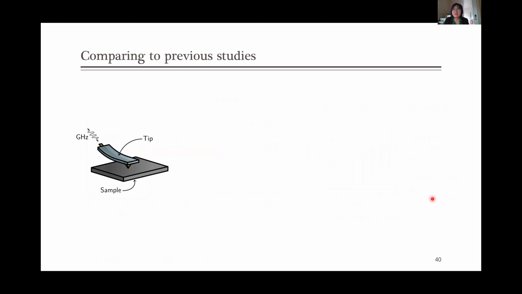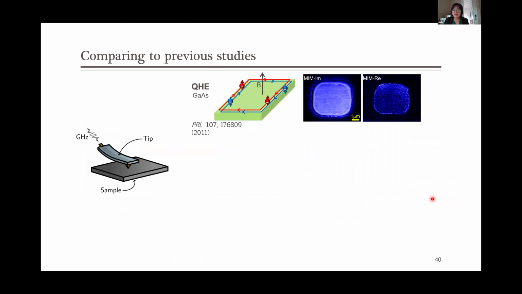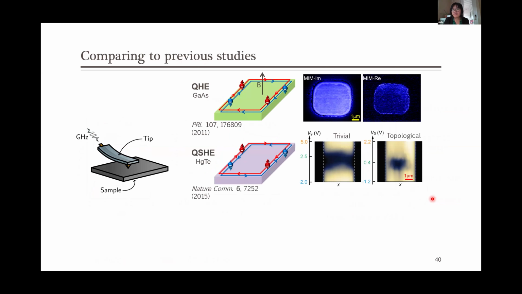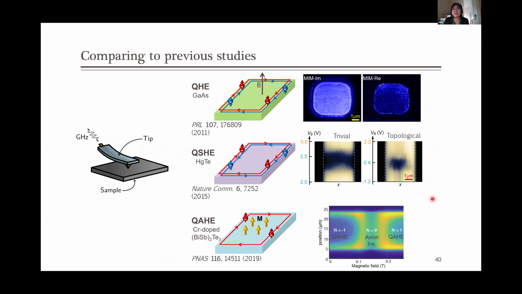So we can compare with some other previous studies using microwave impedance microscopy, including the observation of the quantum Hall edge states, quantum spin Hall, and quantum anomalous Hall edge states. And so we have included this into the family of the fractional anomalous Hall edge states.